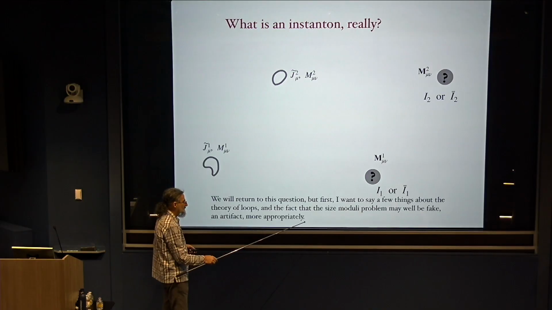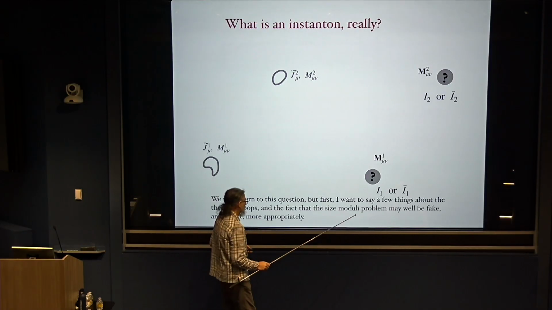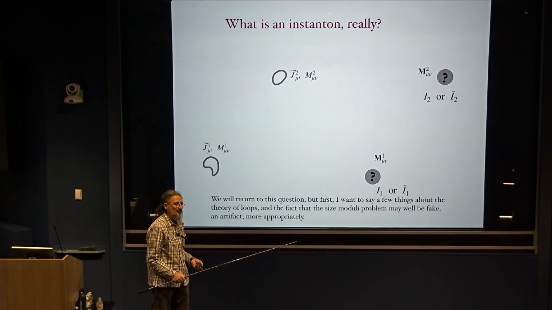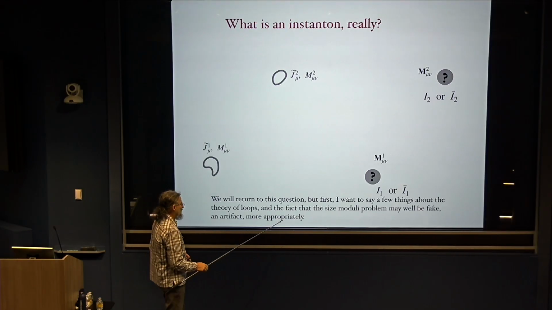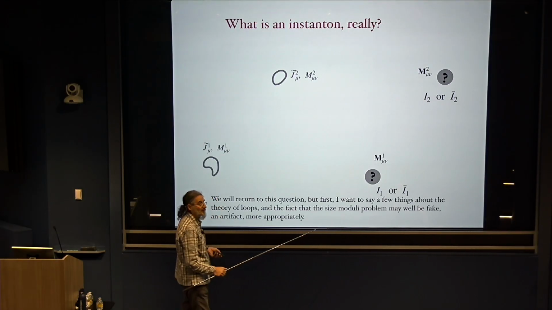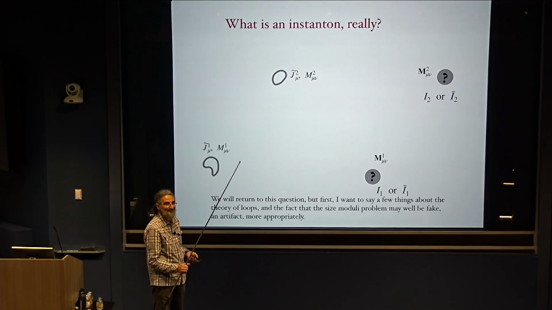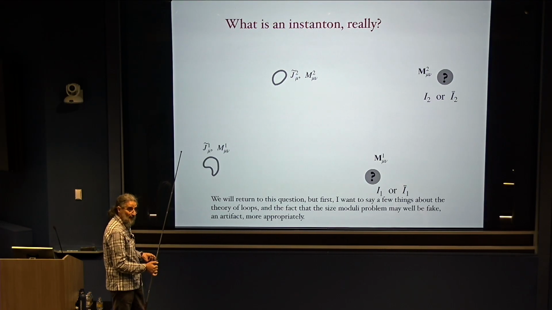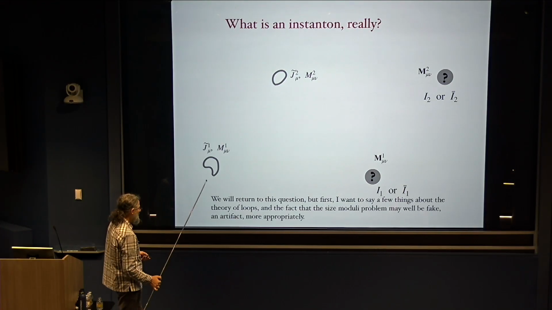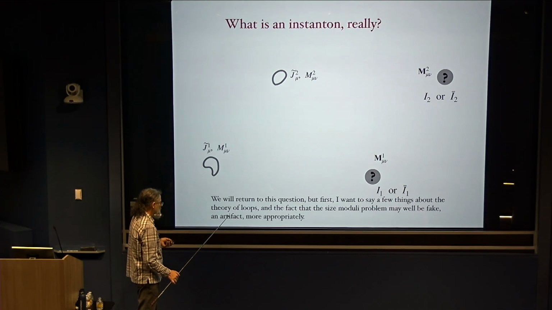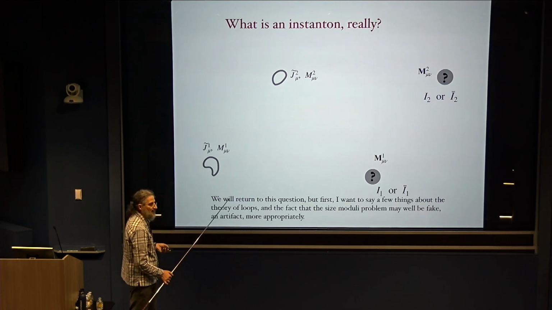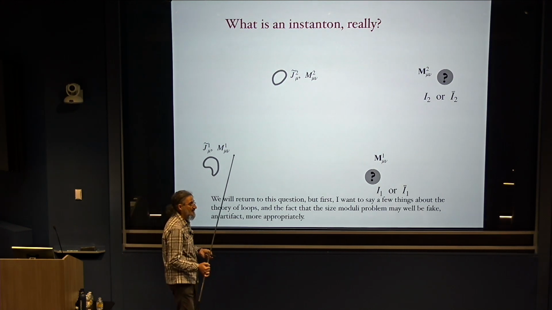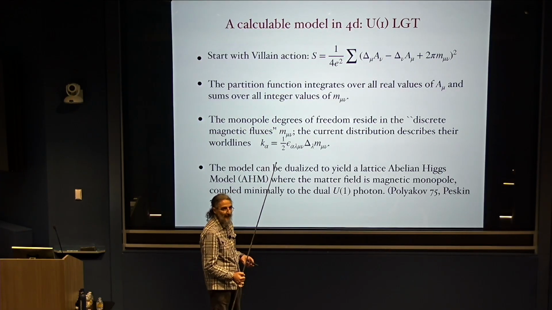This is my target. But first, I want to say a few things about a well-understood theory of loops, and the fact that the size moduli problem may very well be fake. It is maybe a little bit provocative statement, but you will see what I mean. And maybe more appropriately, it is an artifact of what we did. Maybe in reality it doesn't exist. So let me show what I mean, okay?